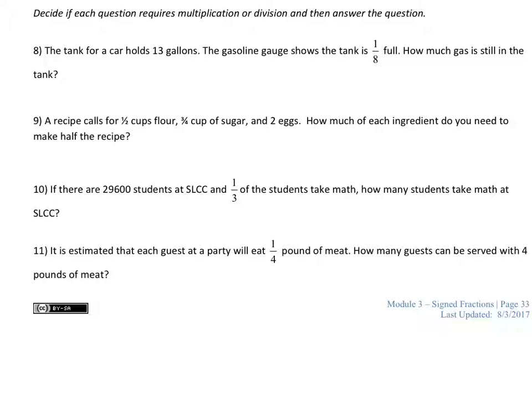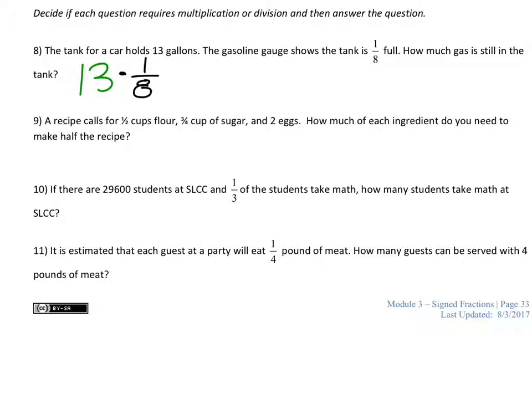All right, the tank for a car holds 13 gallons, I guess, of gas. The gas gauge shows the tank is 1/8 full. How much gas is still in the tank? Well, if we have a 13-gallon tank, but only 1/8 of it is full, we can multiply this by 1/8.